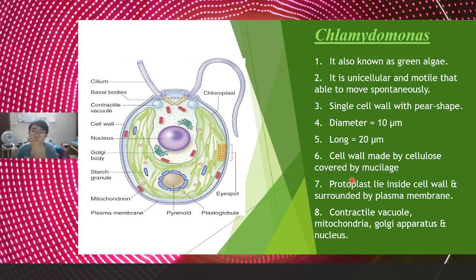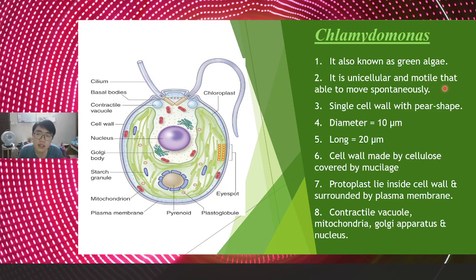Okay, so for Chlamydomonas, this is the full, detailed structure. It is also known as green alga. It is unicellular and motile, able to move spontaneously. Unicellular means only one cell. This species only contains 1 cell, and it is motile. Motile means it can move.